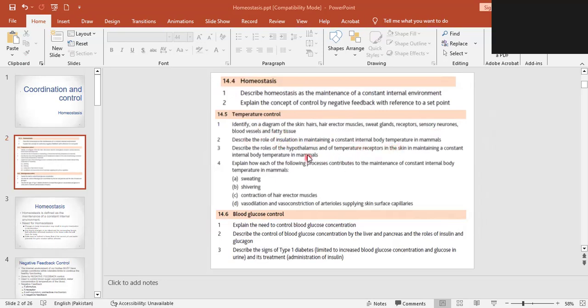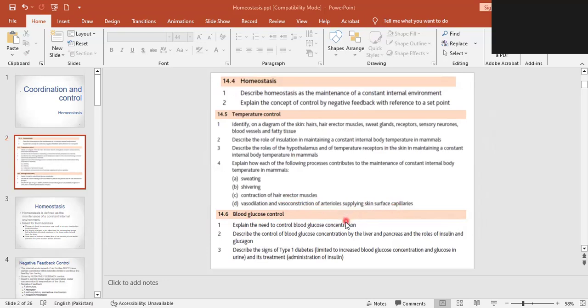And how the hypothalamus is helping in controlling the body temperature, and what processes occur in controlling the body temperature, for example sweating, shivering, and how the skin parts which you have seen here are going to be affected due to the temperature, how they respond towards it. Like contraction of the hair erector muscle or the vasodilation, vasoconstriction of the arteries supplying the skin surface capillaries.